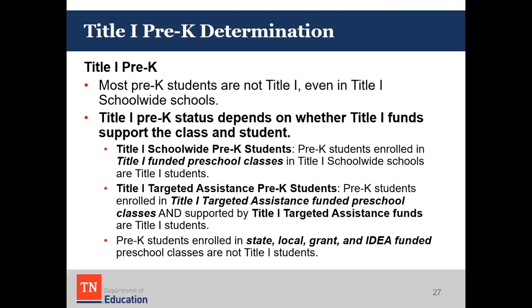In a Title I targeted assistance pre-K situation, pre-K students enrolled in Title I targeted assistance funded preschool classes and supported by Title I targeted assistance funds are Title I students. So a school might have one Title I targeted assistance class in which 20 students are enrolled. But if only 15 of those students are supported by Title I targeted assistance funds, then only those 15 students are Title I and coded with the Title I-T student classification.